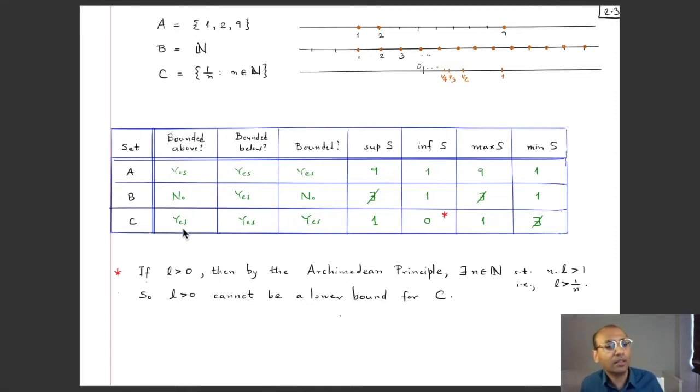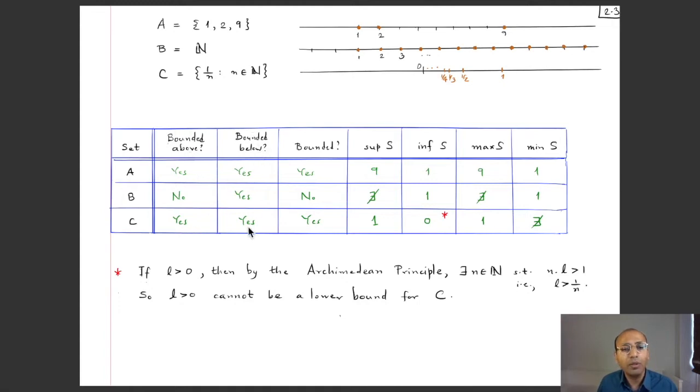Now let's look at the final set, which is the set C, which comprises the reciprocals of the natural numbers. So the set containing 1, half, 1/3, 1/4, and so on. Now, is the set bounded above? And the answer is yes, because 1 serves as an upper bound. For any natural number n, you have that n is bigger than or equal to 1. In other words, 1 by n is less than or equal to 1. So 1 is an upper bound. So the set is bounded above.